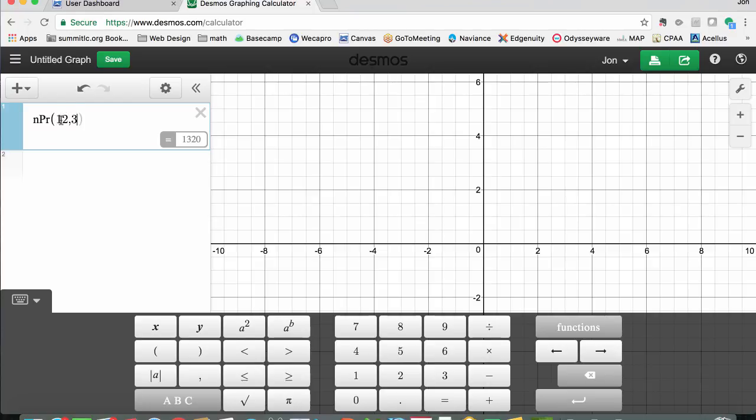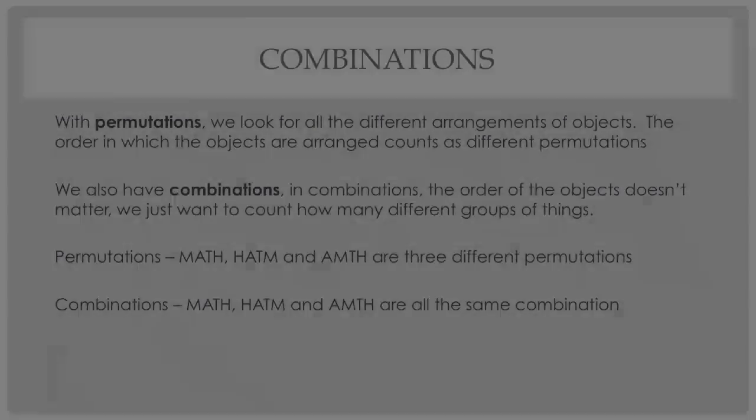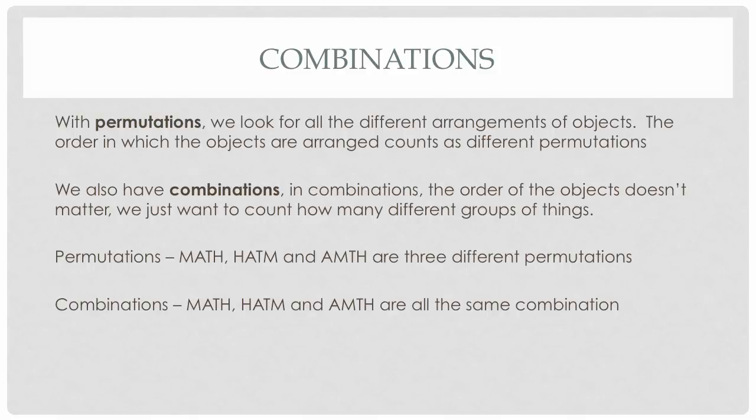And it has this whole formula built into it. Okay, with permutations. Again, permutations are counting all the different arrangements of objects. The order in which we arrange them counts as a different permutation. But in math, sometimes we want to count combinations. In combinations, the order of the objects doesn't matter. I just want to count how many different groups. Let me try and distinguish between permutations and combinations here for a little bit.